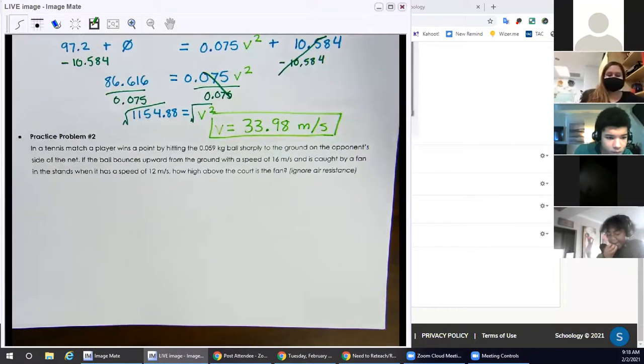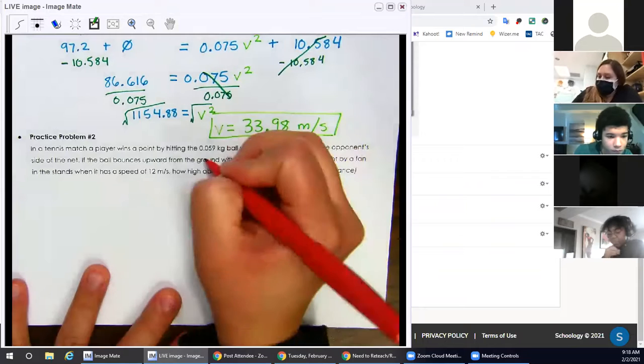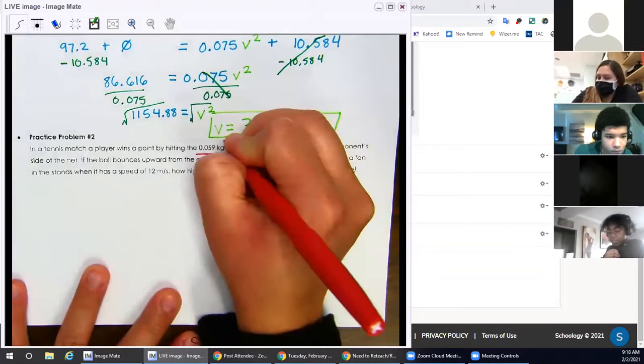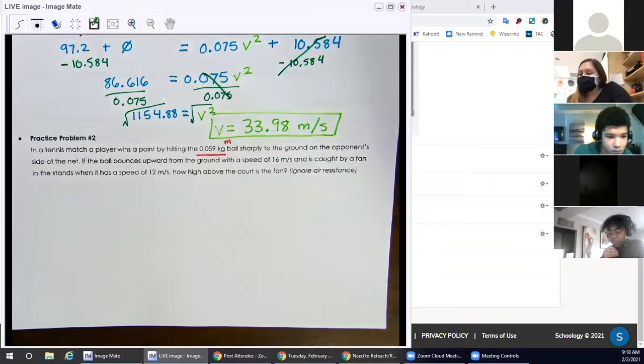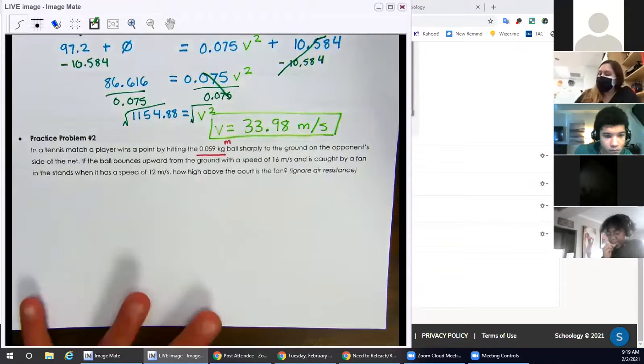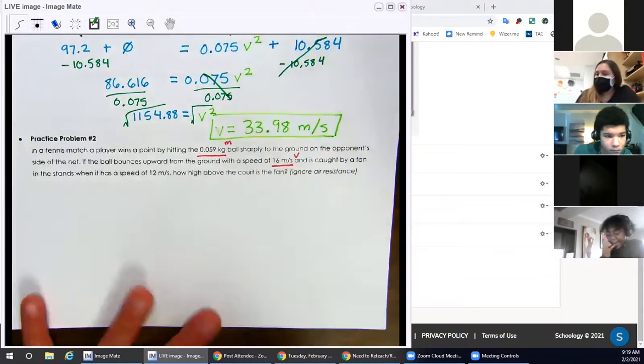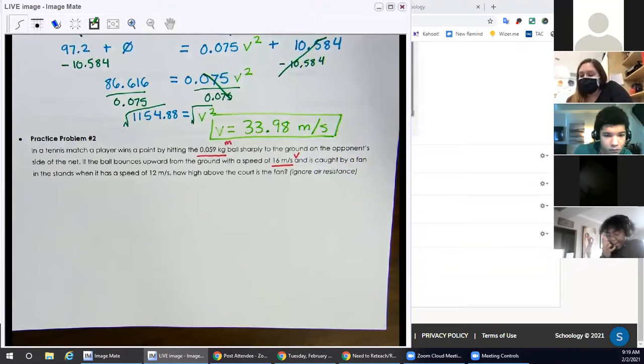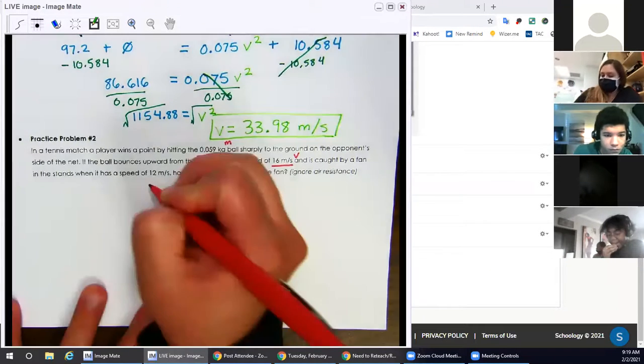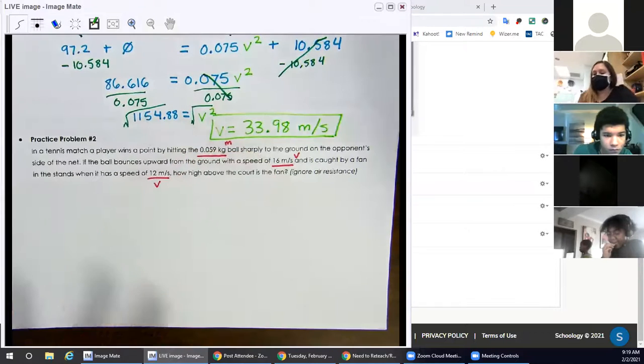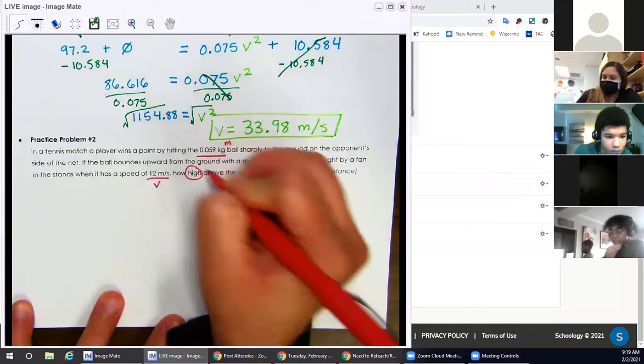So in number 2, in a tennis match, a player wins a point by hitting a 0.059 kilogram ball. Again, that's our mass. Sharply to the ground on the opponent's side of the net. If the ball bounces upward from the ground with a speed of 16 meters per second and is caught by a fan in the stands when it has a speed of 12 meters per second, that's another velocity. How high above the court is the fan? So we're looking for how high it is, so that's our height.